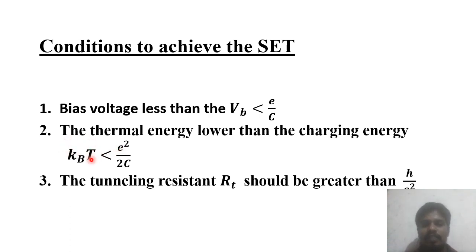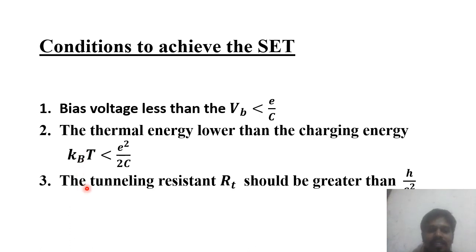If the thermal energy is greater than this energy, then the thermal energy itself will carry the electron from the source region to the drain region. So you have to pull down the thermal energy. The charging energy should be greater than the thermal energy. If the charging energy is greater, then you can control the single electron transistor as you wish.